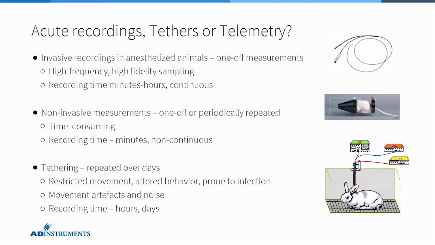Another example of acute measurements are non-invasive measurements, like non-invasive blood pressure using tail cuff plethysmography. These are usually one-off or periodically repeated experiments, and they are quite time-consuming. It involves quite a lot of training of the animals, particularly with the NIBP to sit within this tube. And the recording time is usually limited to a few minutes, and it's non-continuous data.